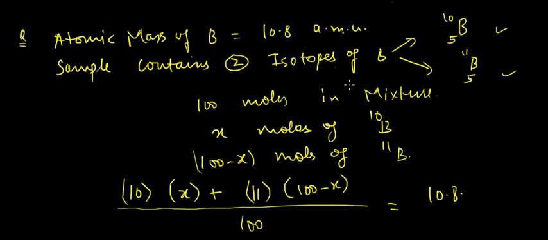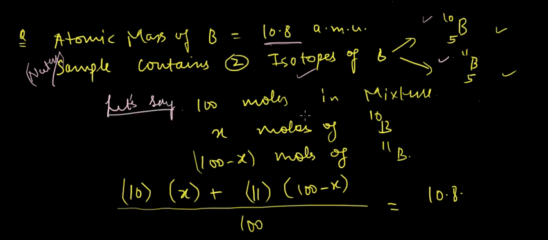Now suppose we have a question like this, that the atomic mass of boron is found in nature to be 10.8 AMU, and the sample contains only 2 isotopes of boron, having atomic weights 10 and 11. So let's say we have 100 moles in the mixture with X moles of boron 10 and the remaining 100 minus X moles of boron 11.